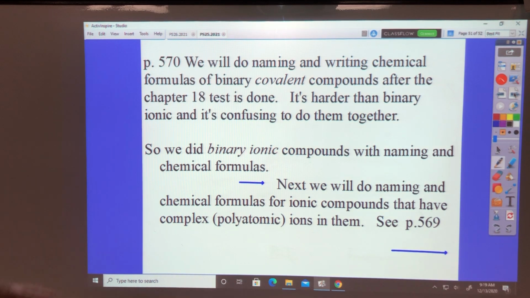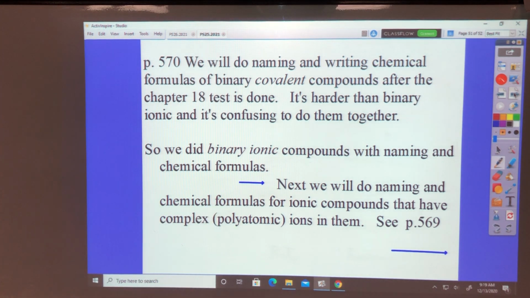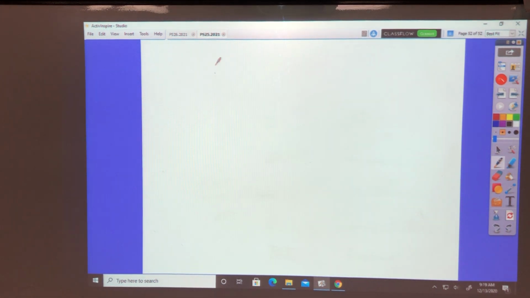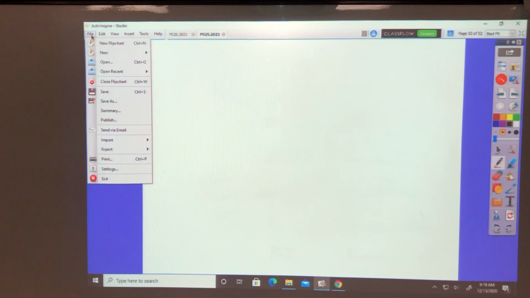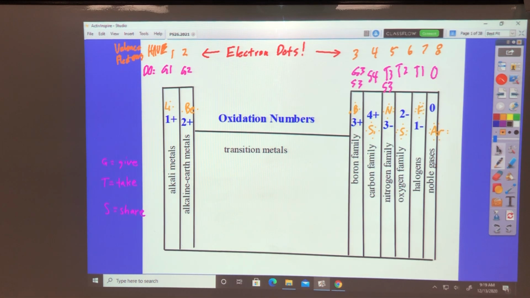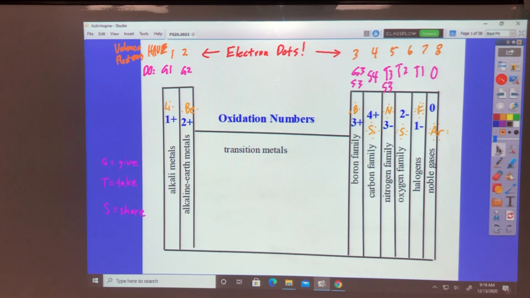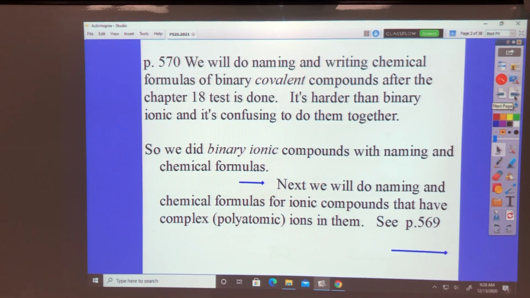So we're going to do binary covalent after the test. Now we're going to do ones with polyatomic ions in them. And there's a table on page 569 I have ready to go. Okay, so here's our handy dandy table again. You need to use that a lot. You'll have that on the next test.